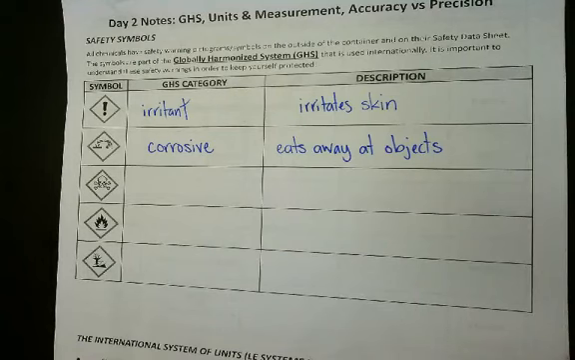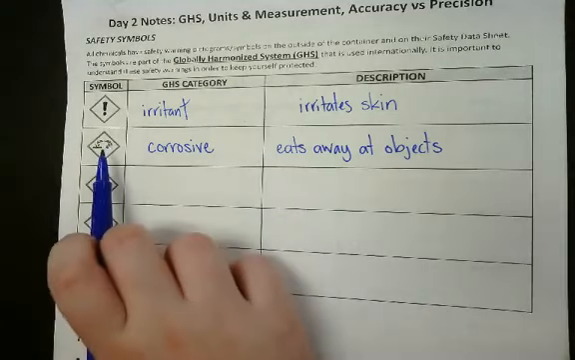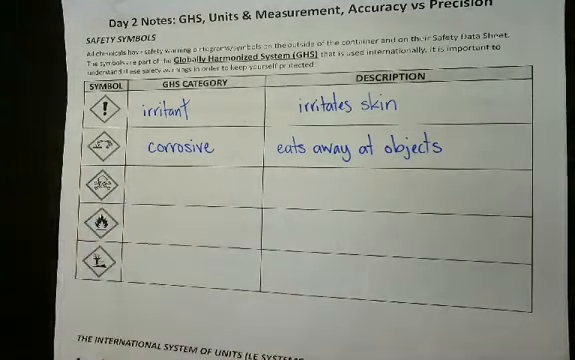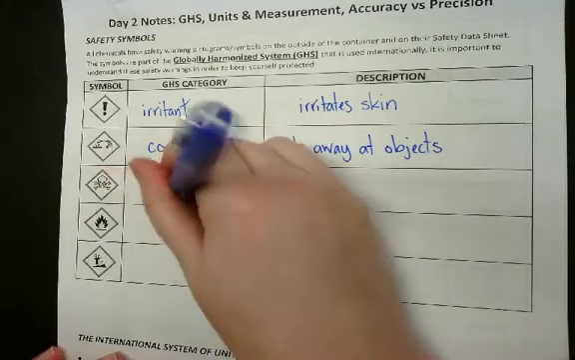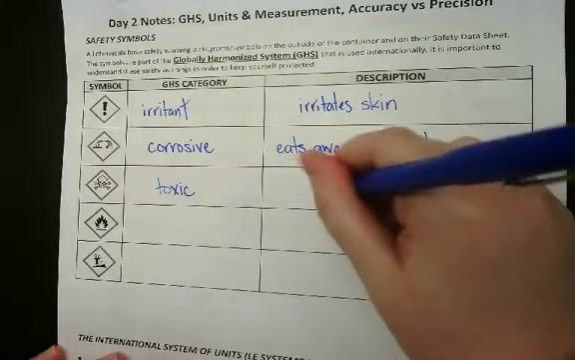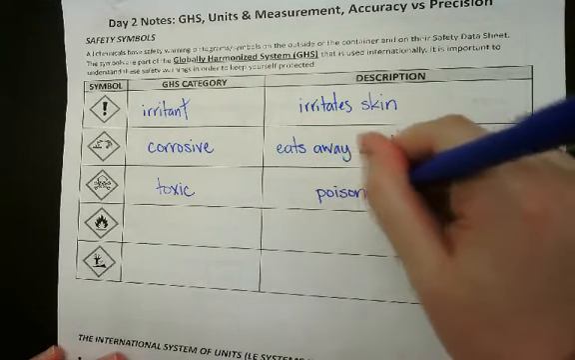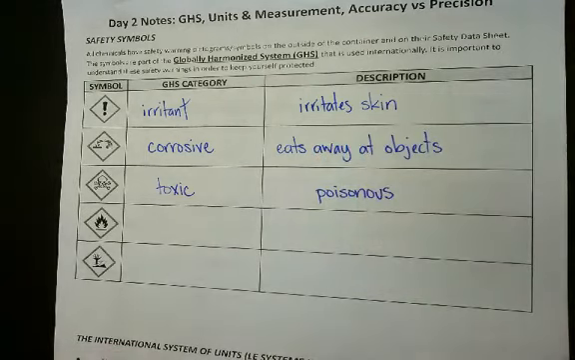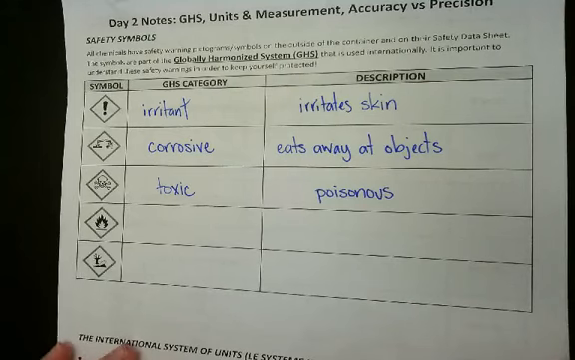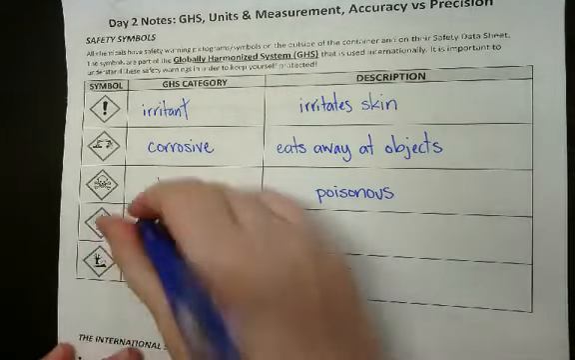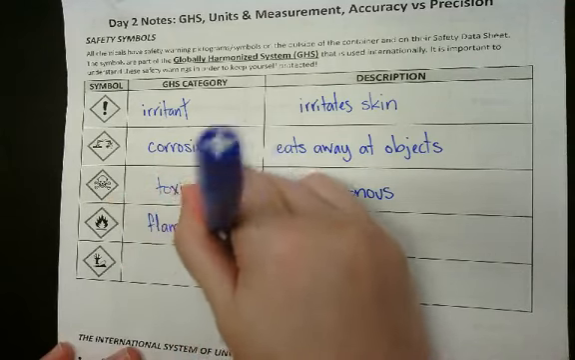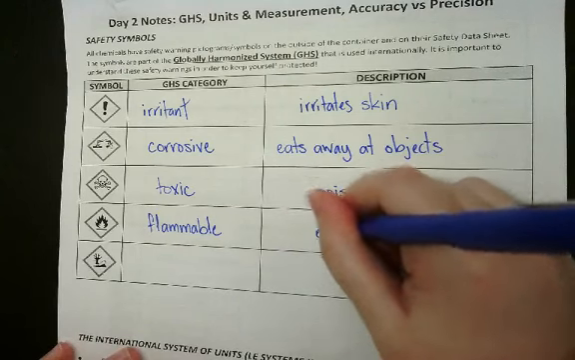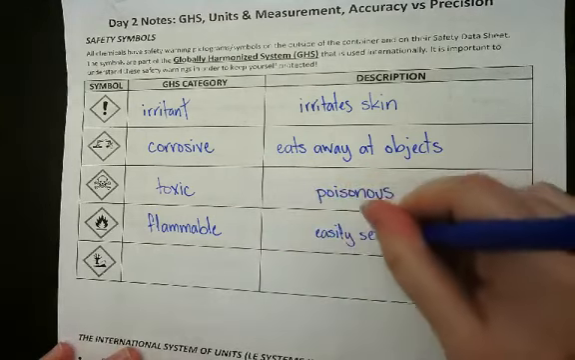Honestly, the others match up fairly well, so if this is the only one you can't remember, then automatically it goes with corrosive because it's the only one left. Because the next one, the skull and crossbones, this means toxic. And really, toxic just means poisonous. So be very careful when handling it. The next that looks like a flame is flammable. It means that this chemical is easily set on fire.